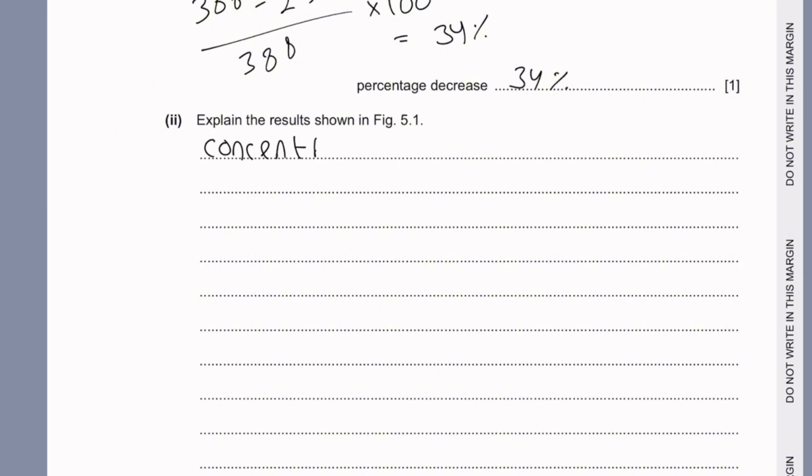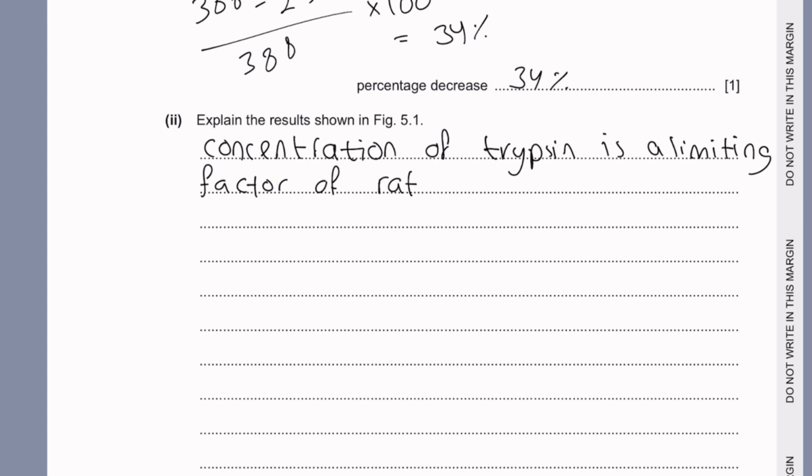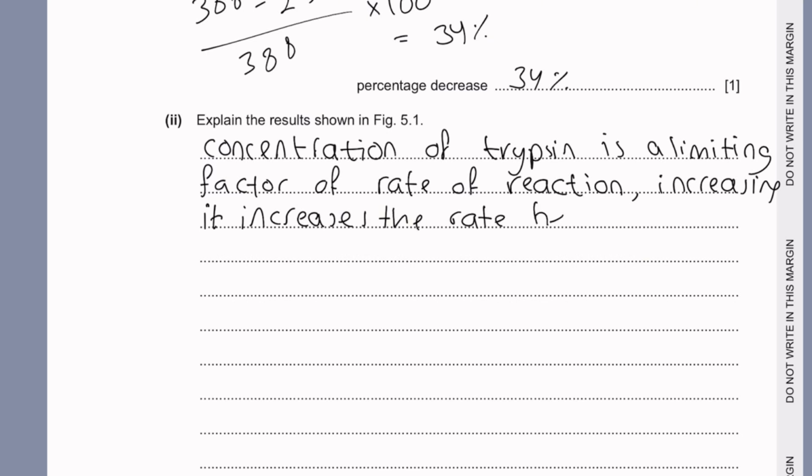Concentration of the enzyme trypsin is a limiting factor of rate of reaction, increasing it increases the rate, hence decreasing the time to hydrolyze.